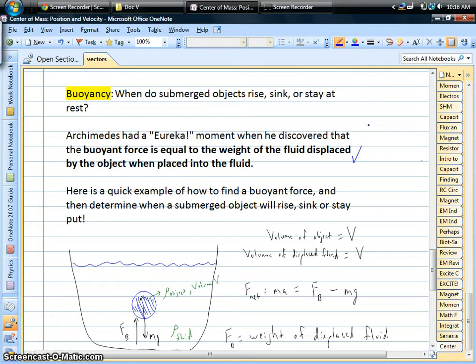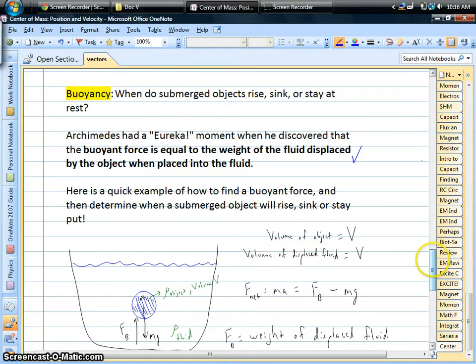And he figured out that buoyancy, the so-called buoyant force, that is the upward push that a fluid puts on an object, is equal to the weight of the fluid displaced by the object when you place it within the fluid.